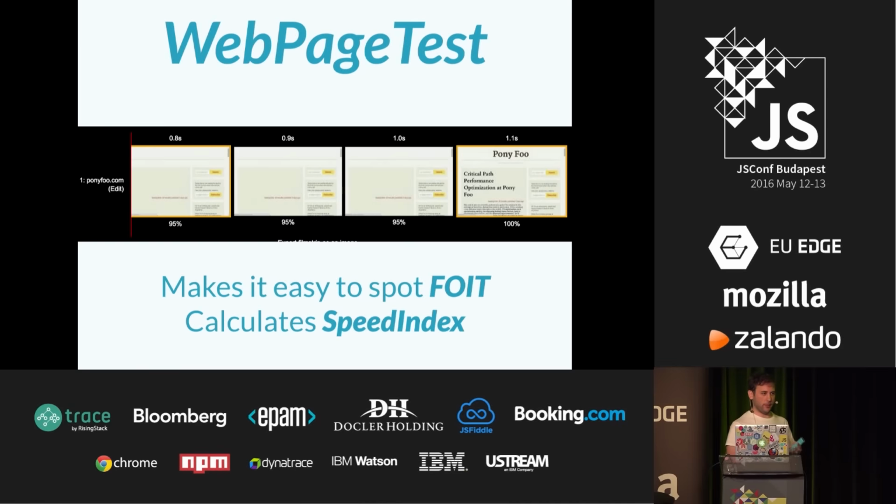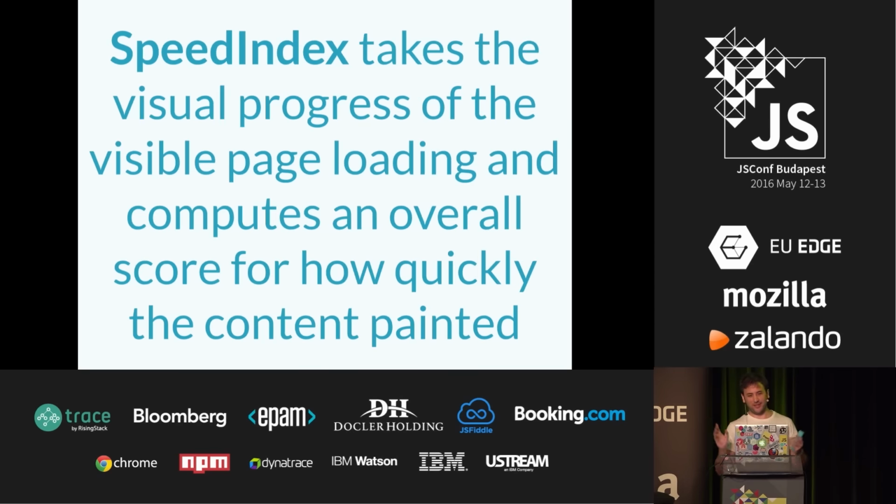And like I said, they take a video of your site loading, and this makes it very easy to spot things like flashes of invisible text, and it helps you calculate how fast your site is loading using a metric called speed index, which is, I'll just read this. Speed index takes the visual progress of the visible page loading and computes an overall score for how quickly the content was painted. So this basically means speed index tells you how fast content is viewable to your users.